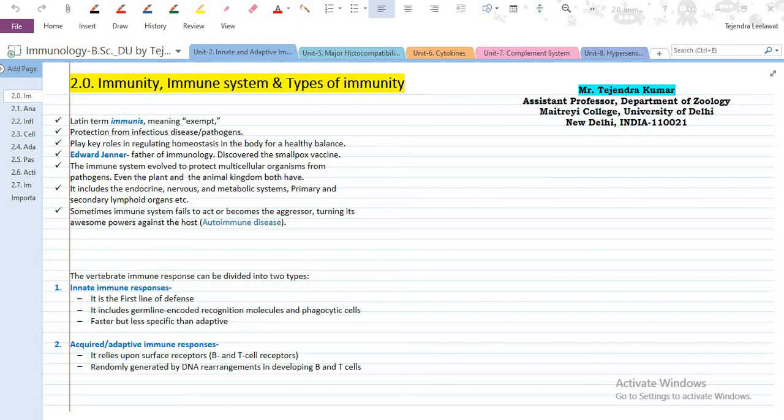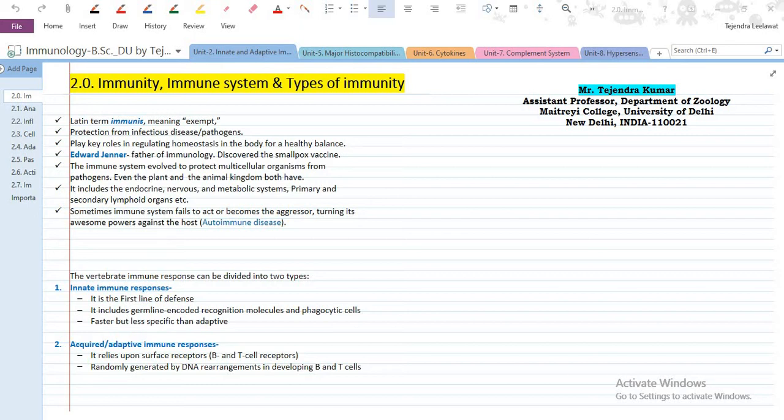Edward Jenner is recognized as the father of immunology, who discovered the smallpox vaccine. The smallpox vaccine is a very important breakthrough in the history of immunology, and it was discovered when smallpox was causing deadly disease in people. There is a big history about the discovery of the smallpox vaccine, and there were differences between cowpox and smallpox diseases. All about this I will discuss in another video which will be shared with you.